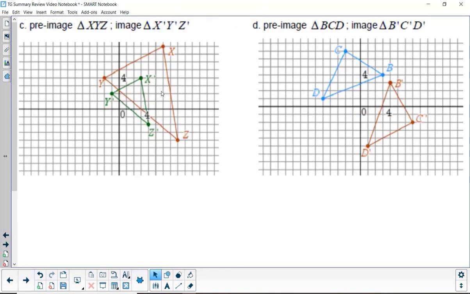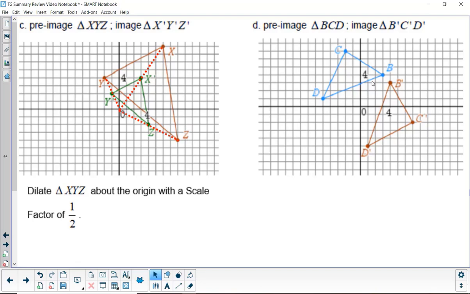Part C, the pre-image is brown, the image is green, and I drew in and connected the origin and YY prime, XX prime, ZZ prime, and I could see that the triangle got smaller, so it's a dilation of some sort. We dilated the brown triangle about the origin with a scale factor of 1/2. It's 1/2 of what it was before.